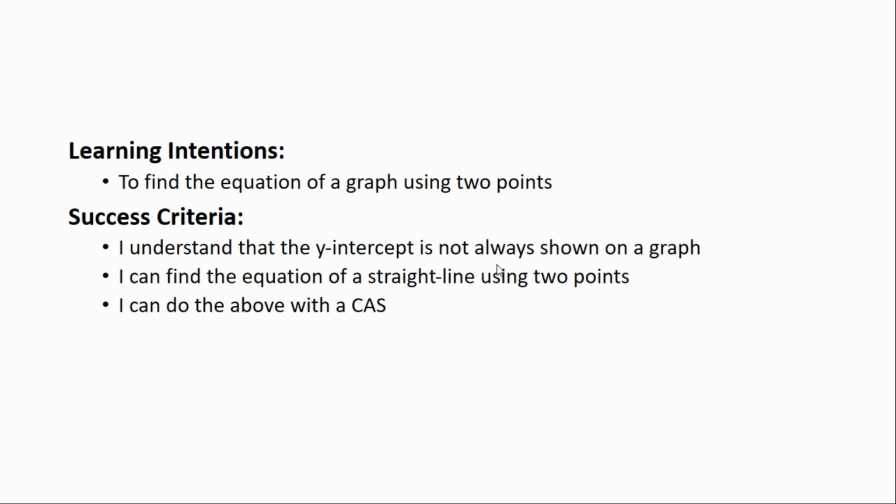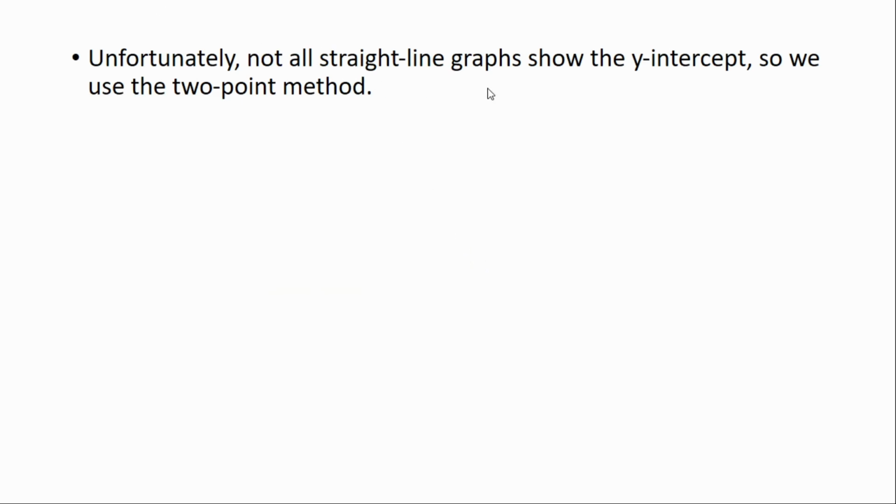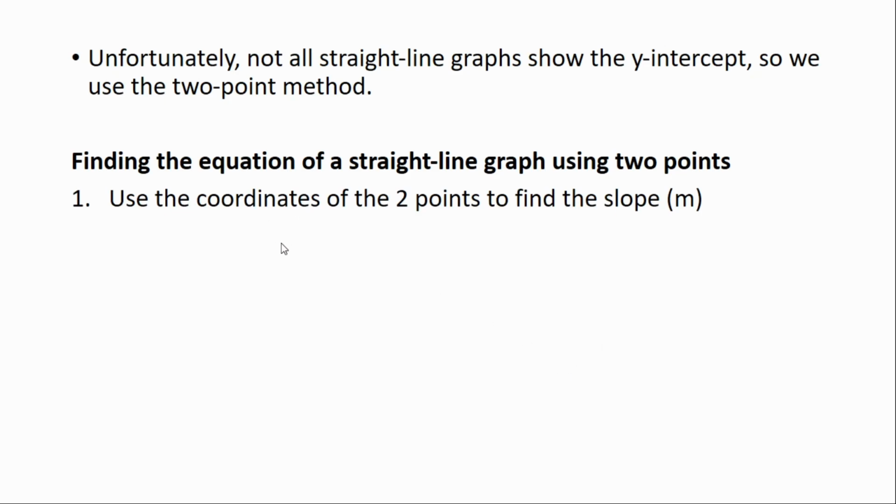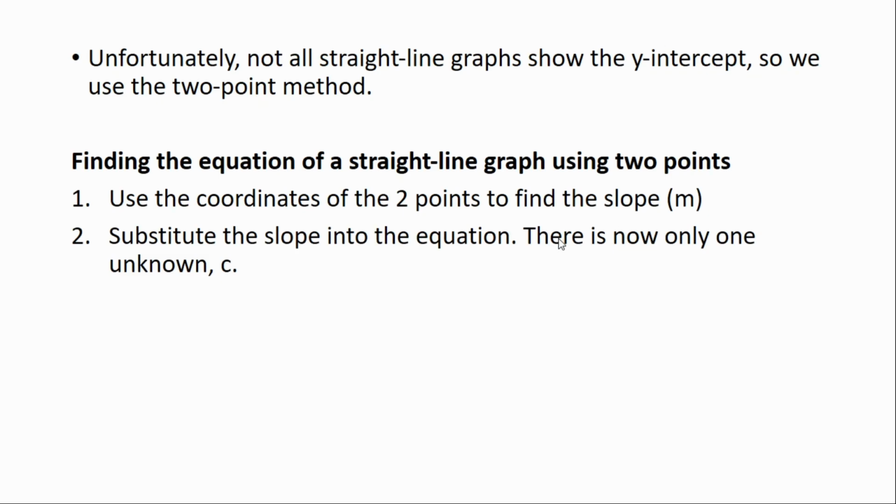Alright, so as shown in the success criteria, not all straight line graphs show the y-intercept, so we often have to use the 2-point method. There's a few steps in using this method. Let's just start writing these down. The first one is to use the coordinates of the 2 points to find the slope. Once we've found the slope, we're going to substitute the slope into the equation y equals mx plus c. This leaves only one unknown.